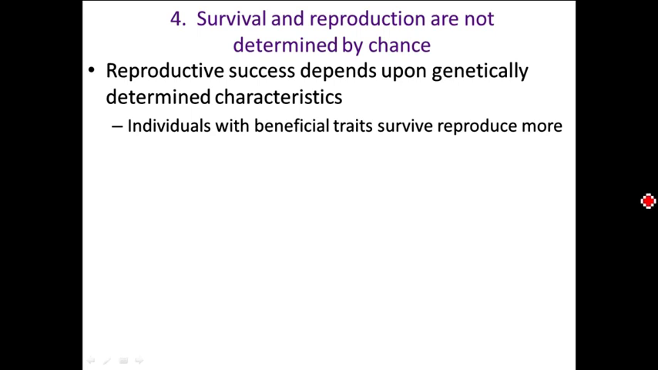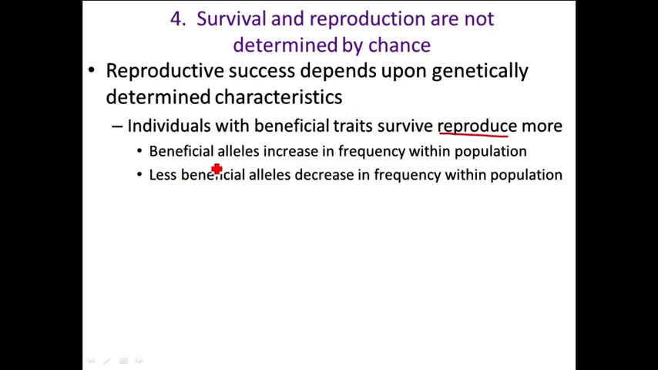And remember, within the population, not everybody has the same traits, so some may have traits that make them better adapted to a given environment, while others have traits that don't. Okay, so individuals with beneficial traits survive and reproduce more. And that means that those beneficial alleles increase in frequency within the population, and the less beneficial alleles decrease in frequency within the population.